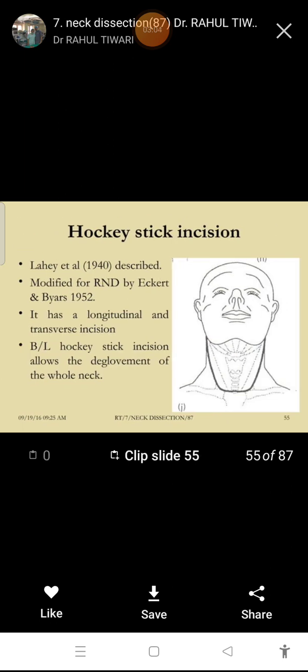Hockey stick. This was described by Leahy and modified by Eckhart. It has a longitudinal and transverse incision. The bilateral hockey stick incision allows the degloving of the whole neck. A description of various neck incisions.